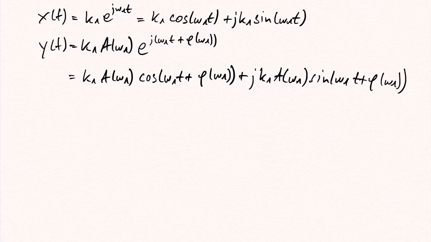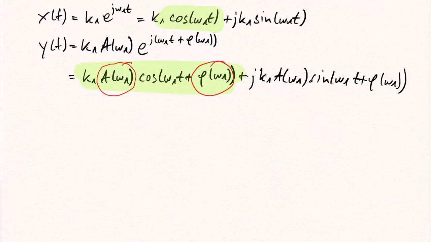This shows that when applying a cosine term to an LTI system, the output is also a cosine term where the magnitude is again scaled with A of omega 1 and the phase is shifted by phi of omega 1.